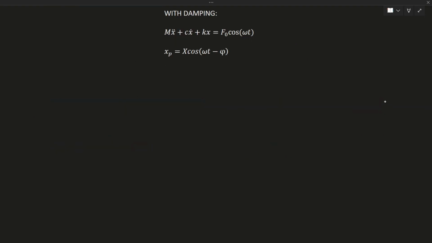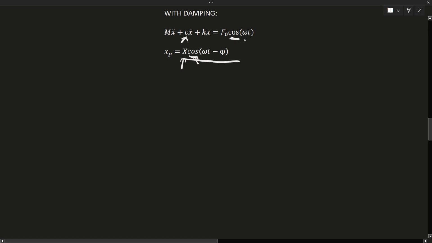If you do have damping, well, you're pretty much out of luck. You have the c over here, which makes it a lot harder to solve the problem. All right, so first things first, your particular solution is equal to this. It's equal to some amplitude times a trigonometric function, cos. This cos over here has to match with the force, whatever you're defining your force with. So if you have f0 sine, this changes to sine. That's the frequency of the force times t, and there's also a phase lag that you have to take into consideration, which I explained earlier.